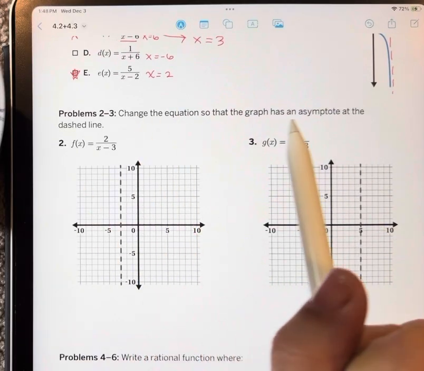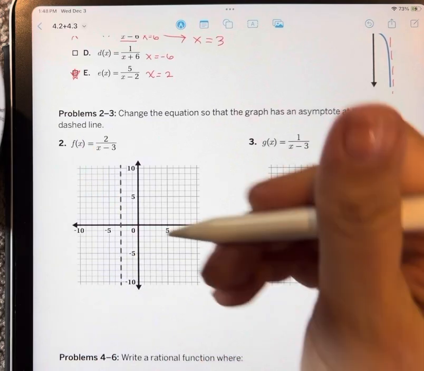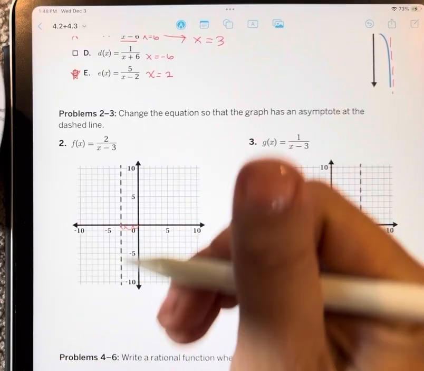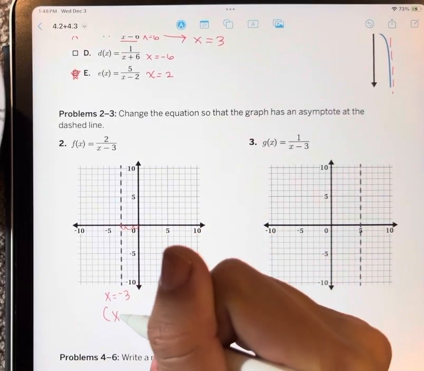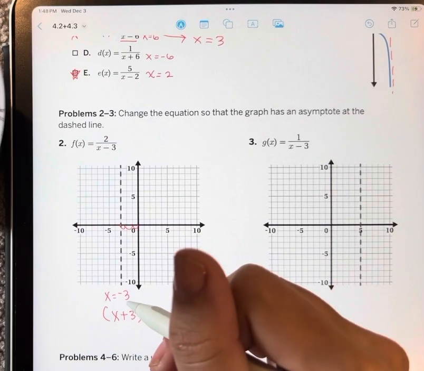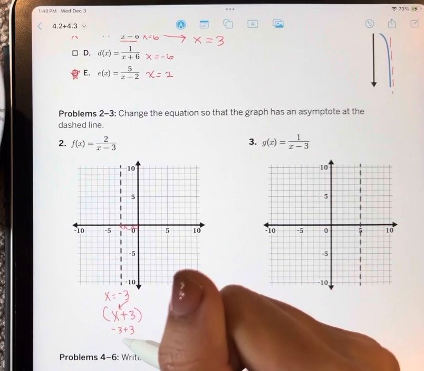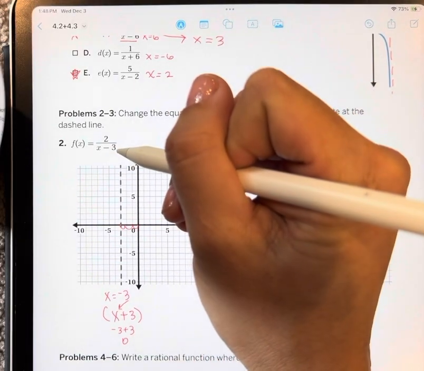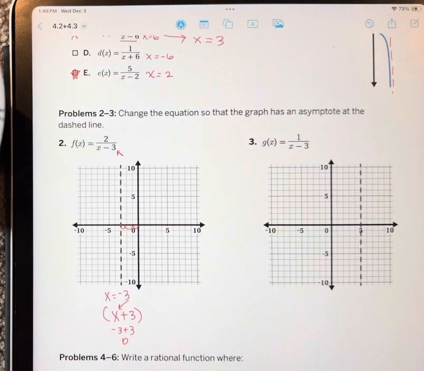Okay, we're going to change the equation so that it has an asymptote at the dashed line. So we want a vertical asymptote at negative 3. x equals negative 3, which means we need an x plus 3 in the denominator. That way when negative 3 gets plugged in for it, we get negative 3 plus 3, which is 0, which means that we get a 0 in the denominator, which is the big no-no that creates that asymptote, all right?